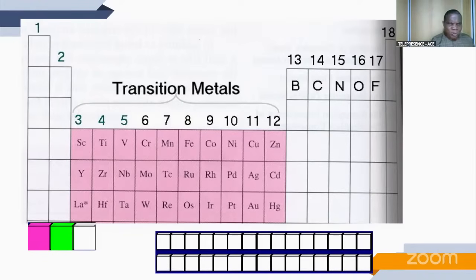In between group 2 and 13 are the transition metals, or transition series, comprising each triad. Starting with titanium, zirconium, and hafnium; vanadium, niobium, and tantalum; chromium, molybdenum, and tungsten; manganese, technetium, and rhenium; in group 8, iron, ruthenium, and osmium; group 9, cobalt, rhodium, and iridium; group 10, nickel, palladium, and platinum; 11, copper, silver, and gold; and 12, zinc, cadmium, and mercury.